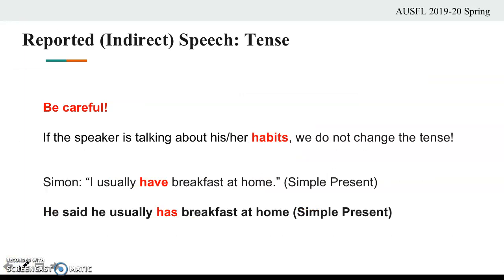Be careful with the changes in tense. If the speaker is talking about his or her habits, we do not change the tense. Here is the example. Both quoted and reported sentences are in simple present. I usually have breakfast at home. He said he usually has breakfast at home.